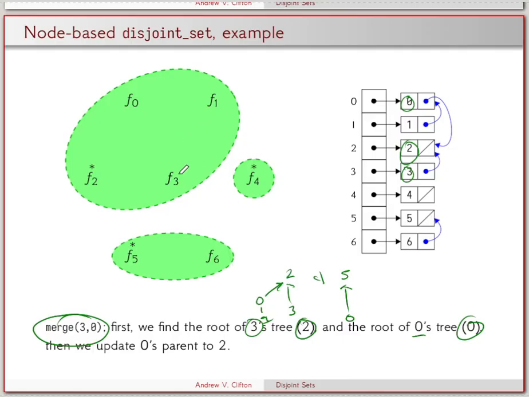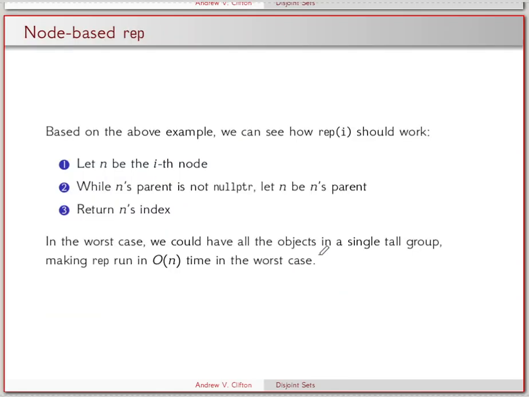So now my tree structure, if I draw it over here, is 3 is a child of 2. 1 is a child of 0, and 0 is a child of 2. And then over here, 6 is a child of 5. The rep of any group is just the root of its tree. So to find the rep, I just walk up the tree until I hit the root there like that. So here's how rep works.